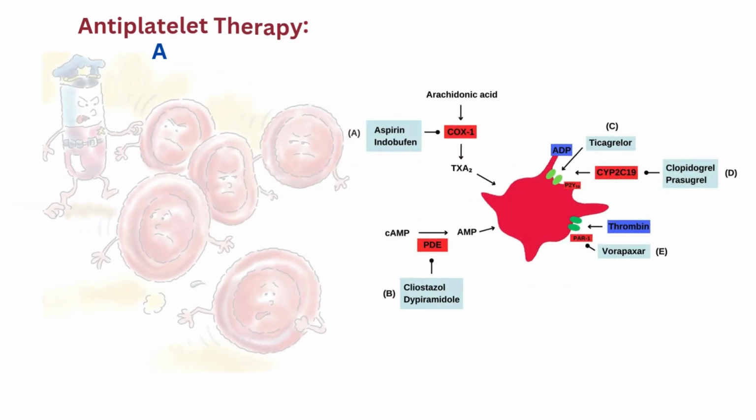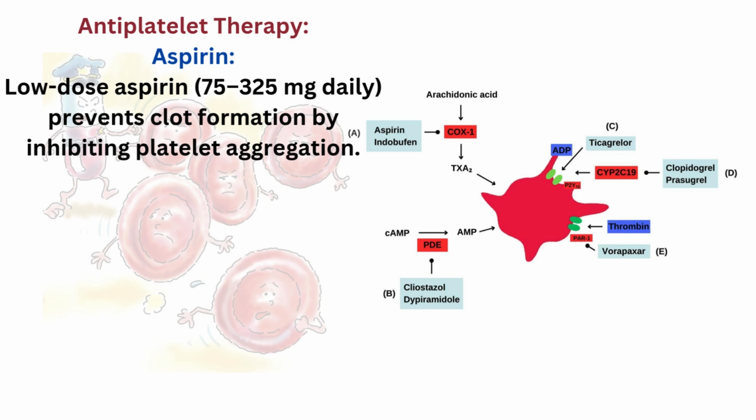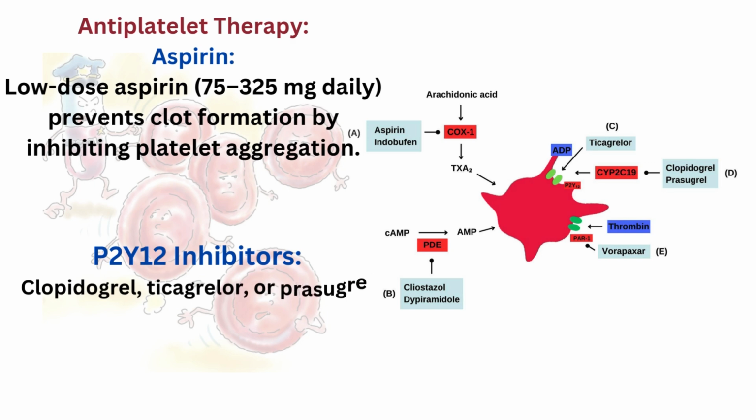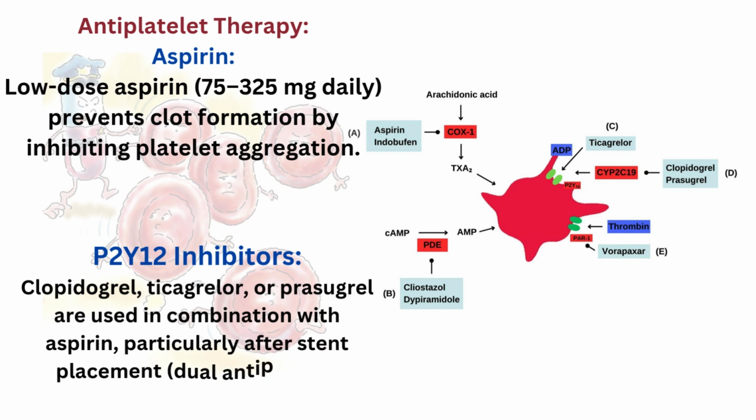Antiplatelet therapy. Aspirin, low-dose aspirin, 75 to 325 milligrams daily, prevents clot formation by inhibiting platelet aggregation. P2Y12 inhibitors. Clopidogrel, ticagrelor, or prasugrel are used in combination with aspirin, particularly after stent placement, dual antiplatelet therapy.